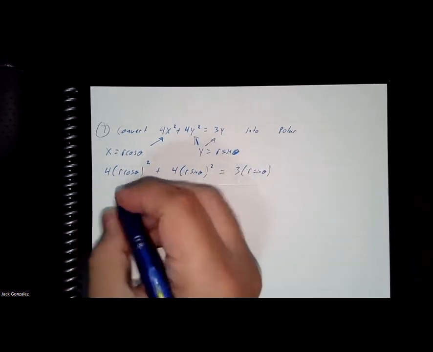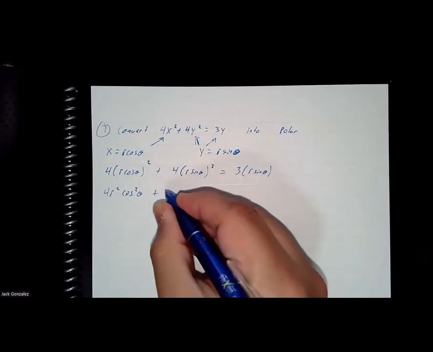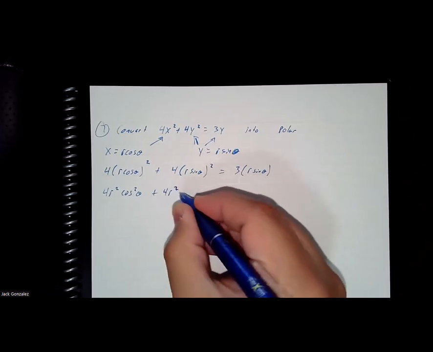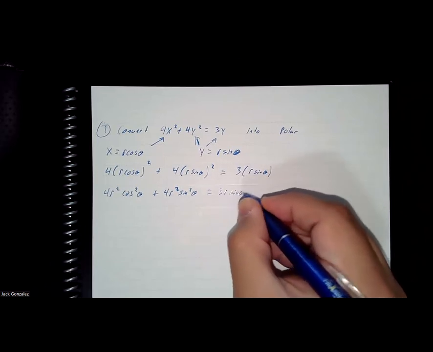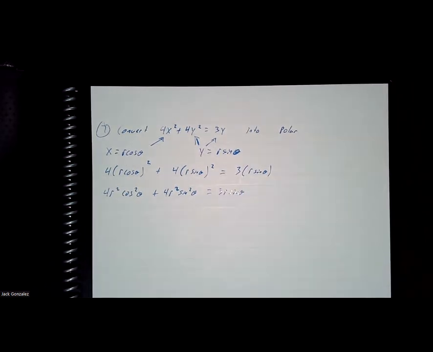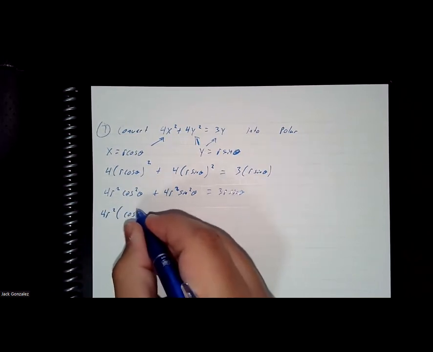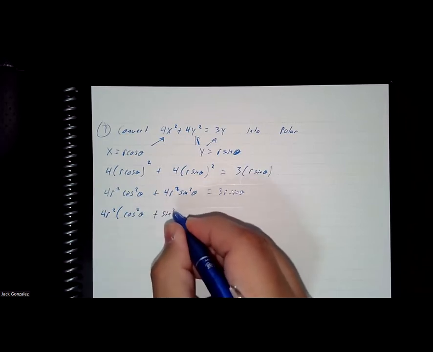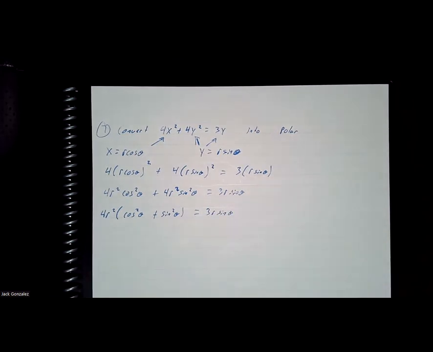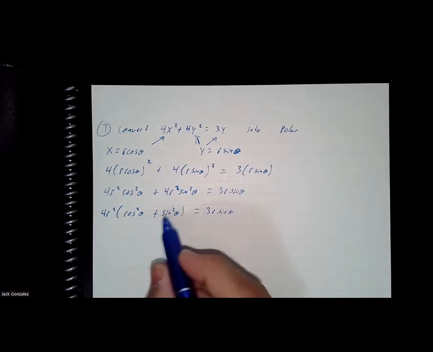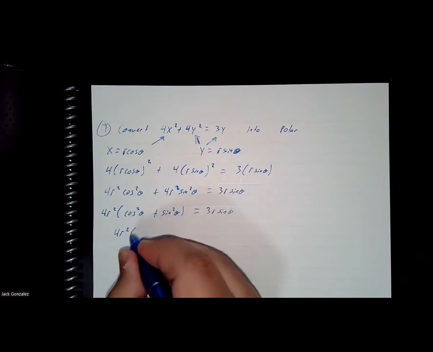So at this point, just multiply it out, right? This would be 4r squared cosine squared theta plus 4r squared sine squared theta equal to 3r sine theta. So factor 4r squared: cosine squared theta plus sine squared theta is equal to 3r sine theta. So this right here you should see as 1 because of the Pythagorean identity. So you end up with 4r squared times 1.